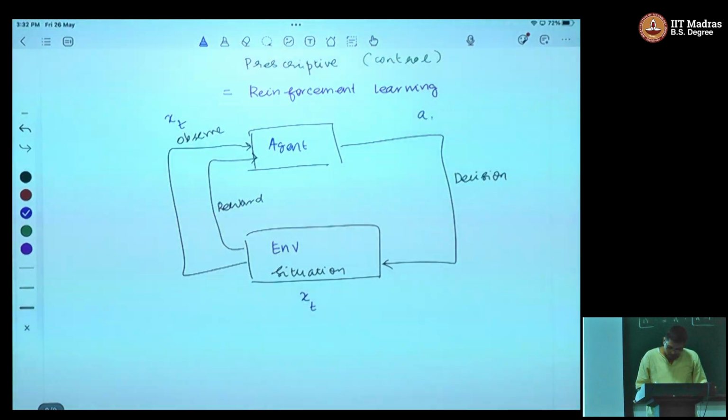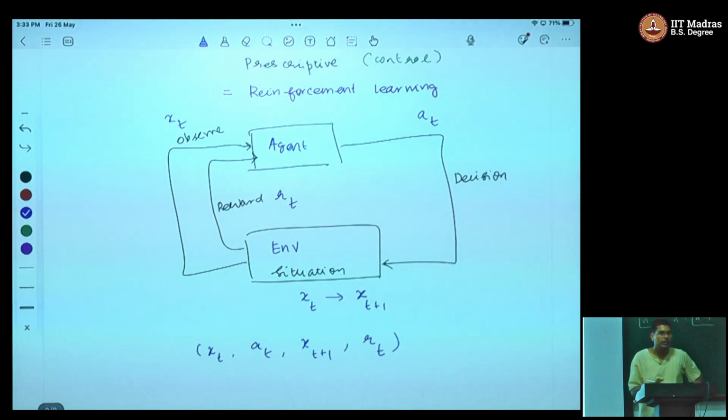And then you make an action AT. Then based on the action, this goes to xt plus 1. The state changes, the situation changes based on the action that you make, and then you get a reward. So typically in reinforcement learning, the data is always what was the state, then what action did you make, then what happened next, and then how much reward did you see. And this will be the data set, t equals 0 to n. This will be your experience.